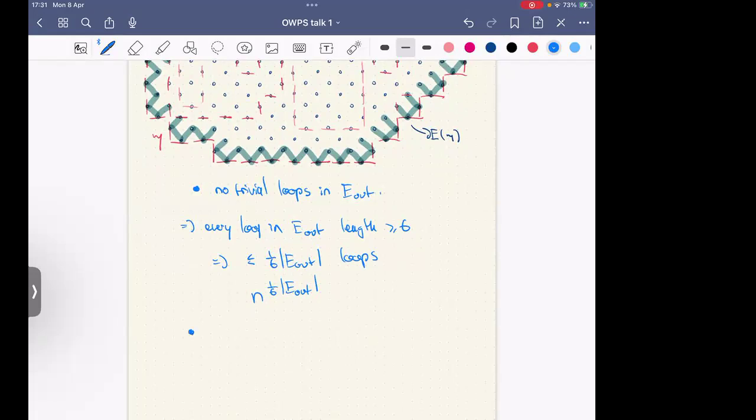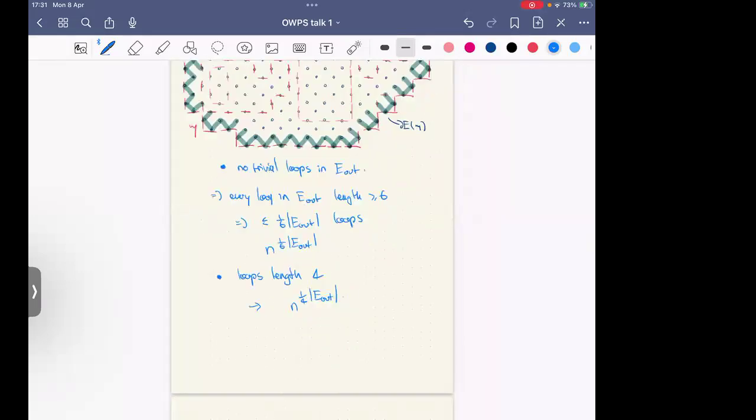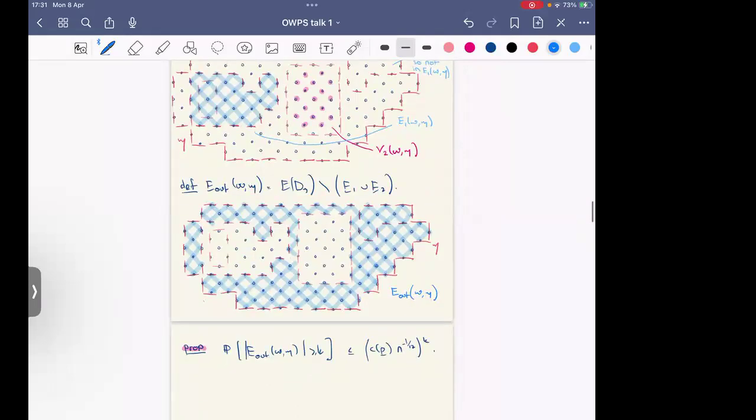However, when we apply the repair map, we're going to get trivial loops everywhere, so that means loops of length 4 exactly, which gives n to the 1/4 E out. Okay, and this is strictly larger than our 1/6 E out, and that's where we're gonna win. Okay, and the eagle-eyed of you may observe that the 1/6 minus the 1/4 is going to give us exactly this 1/12 here.